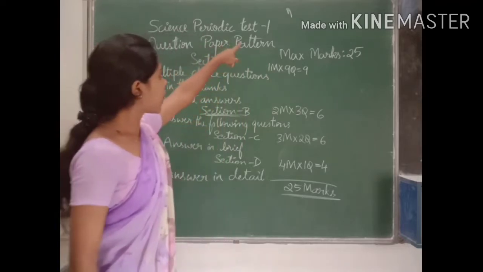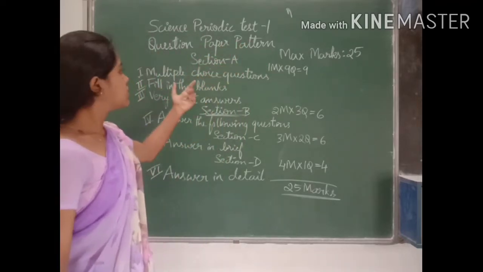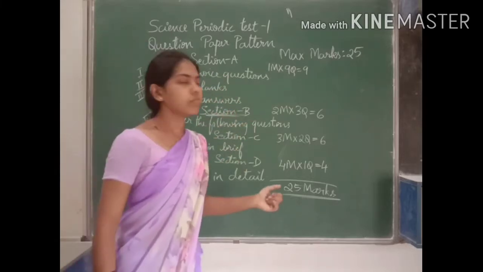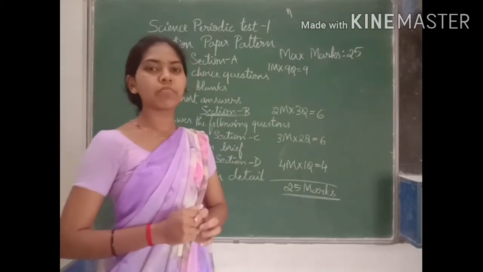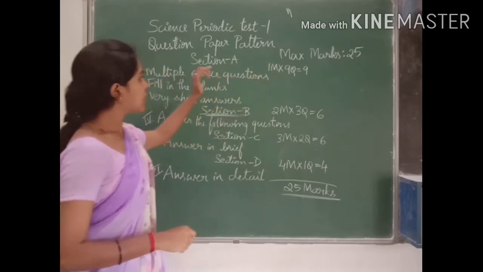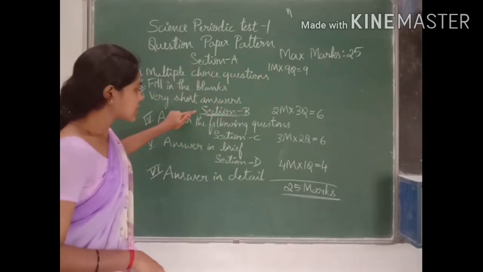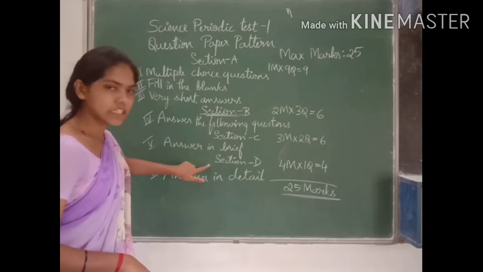Periodic test 1, class 7th, science question paper pattern. This time we are conducting a 25 marks periodic test. In 25 marks we are divided into 4 sections: section A, section B, section C and section D.